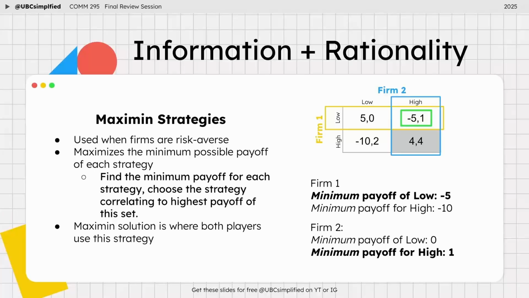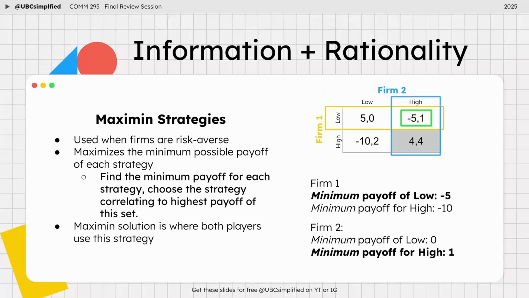So essentially you say, okay, which choice can I make that will maximize my minimum payoff, or minimize the loss that I will be making? That's why it's called maximin. So essentially you find the minimum payoff for each of your choices, and then find the one that's the highest among those minimum payoffs.